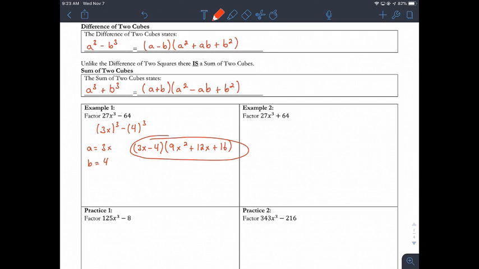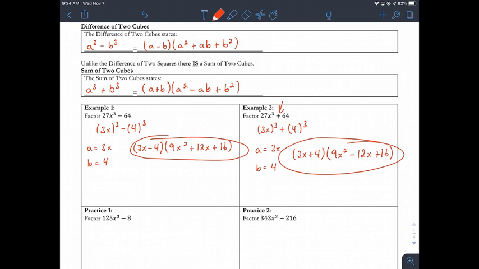Example 2, very similar. The only difference is we have a plus sign, which means we're going to need to use the sum of two cubes equation. Here, we can rewrite this the same way. We end up with 3x, all of that cubed, plus 4 cubed, where a is equal to 3x and b is equal to 4, which means that our final answer here is going to be 3x plus 4 multiplied by 9x squared minus 12x plus 16. The only difference is we're using the sum of two cubes formula instead of the difference of two cubes.